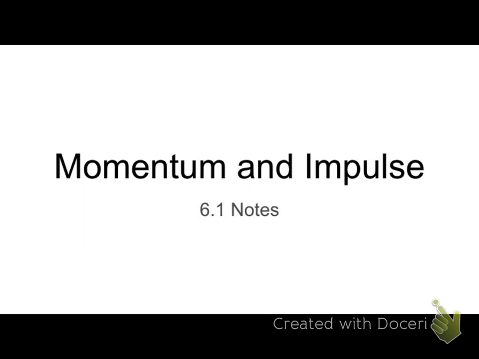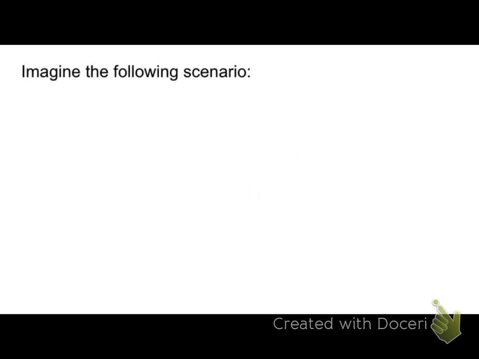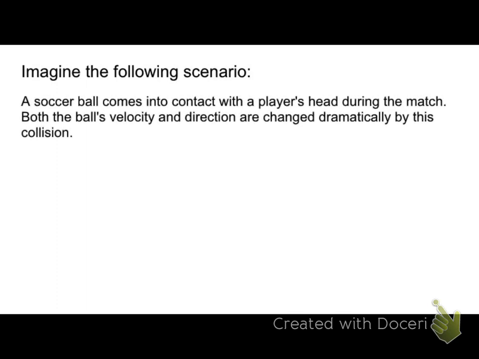Gotcha. So we'll start with a scenario for you to think about because it helps pinpoint what part of motion momentum deals with. So imagine you're watching a soccer game, balls flying around the field, and a player chooses to head it towards the goal, and it comes into contact with their forehead. Both the ball's velocity and the direction are going to be changed dramatically by the collision that happens.